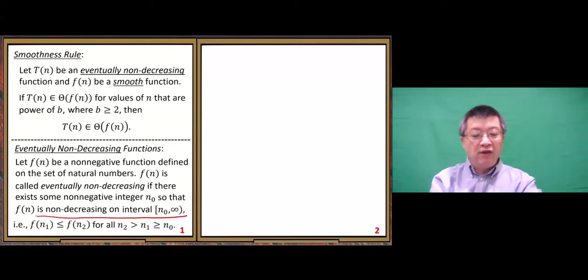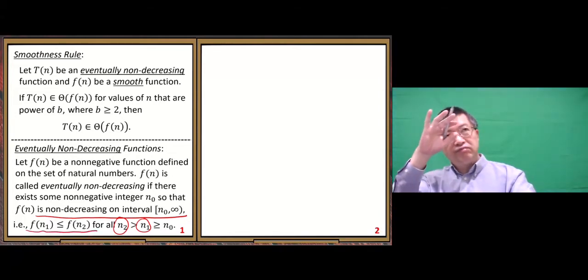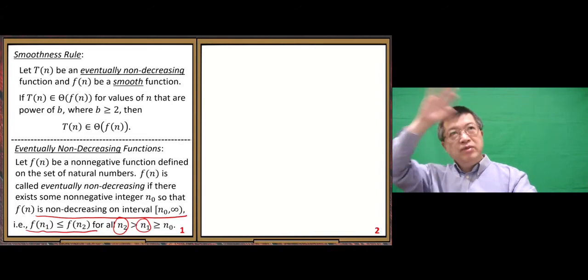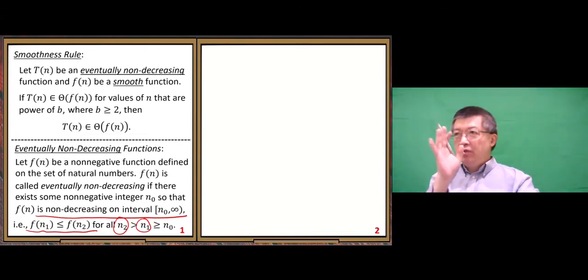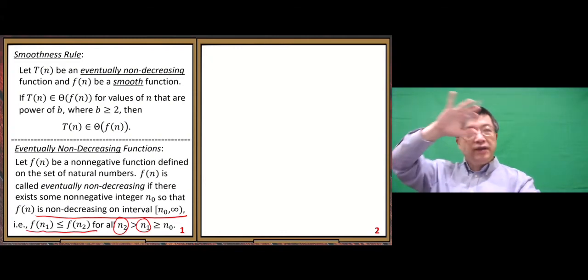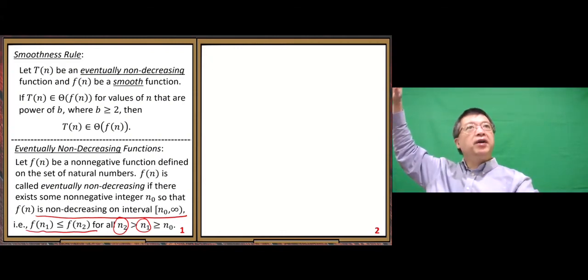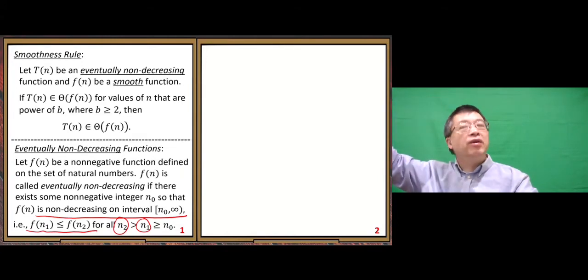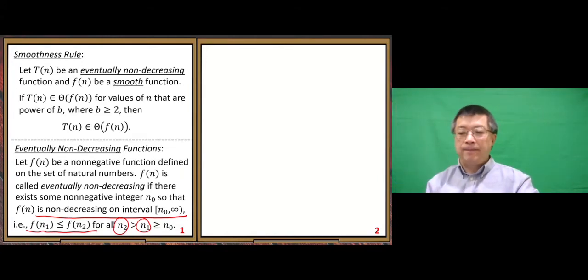Non-decreasing, if we use a math formula, then we can use an expression like this. When n2 is greater than n1, definitely both greater or equal to n0, the function values also follow the same trend. Okay? So when you move the n variable to the right, the function value goes up, or at least equal or up. All right. So that's the first concept.